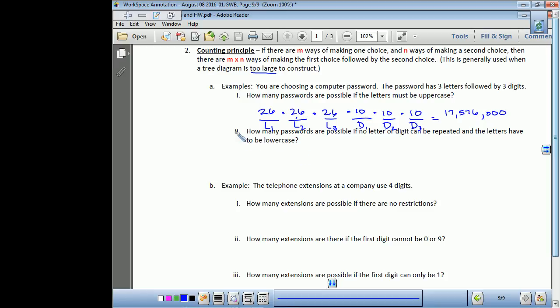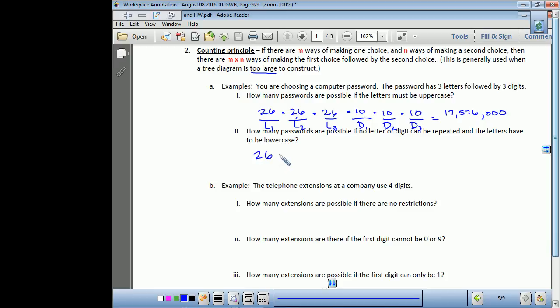Now the second case did give us a restriction. How many passwords are possible if no letter or digit can be repeated, and the letters this time have to be lowercase? If we're restricted to lowercase, we're still at 26. If they didn't restrict us, we'd have how many possible letter choices? 52. We just double that. But this time we can't repeat.